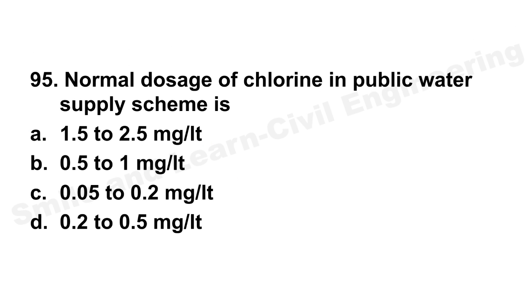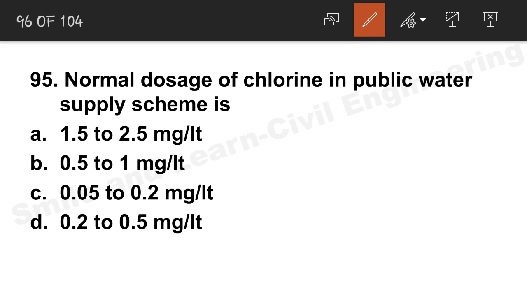as a filter media. Question number 95, normal dosage of chlorine in public water supply scheme, it is very easy, 0.5 to 1 milligram per liter. Option B is the correct answer.